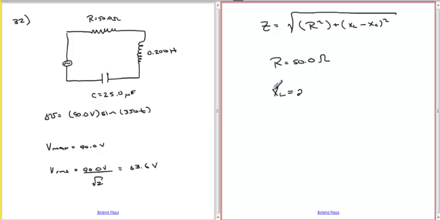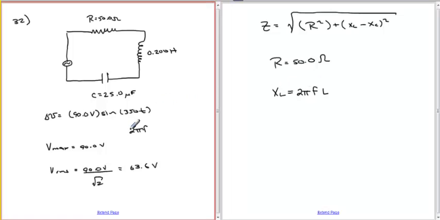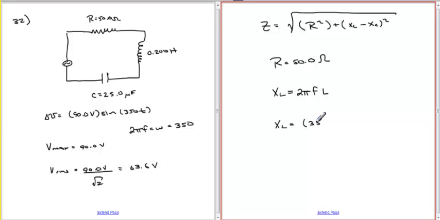X sub L is 2 pi f times the inductance. But 2 pi f is omega. So we know that 2 pi f, which equals omega, is equal to the coefficient in front of the t variable. So that's 350. So X sub L is 350 radians per second times L, which is 0.200 henries. So the inductive reactance is 350 times 0.2, which is 70.0 ohms. Okay, then X sub C is 1 over 2 pi f times the capacitance.